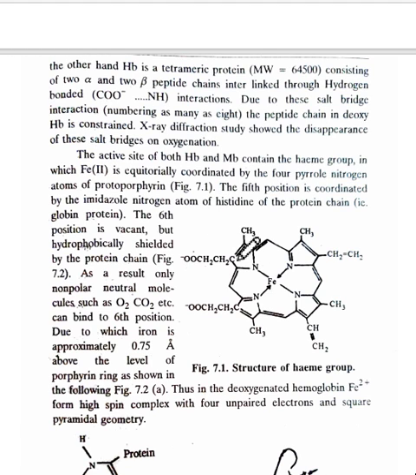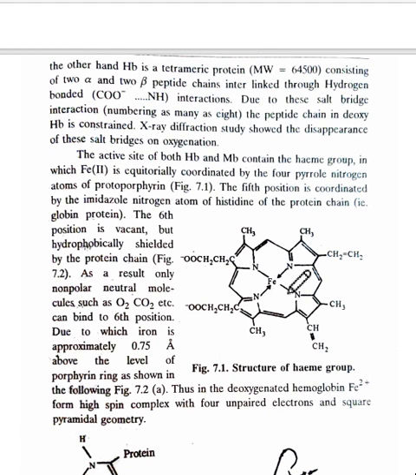The active site of both hemoglobin and myoglobin contains the heme group, in which Fe2+ is equatorially coordinated by the four pyrrole nitrogen atoms of porphyrin. Like we can see in this diagram, these four pyrrole rings. The fifth position is coordinated by the imidazole nitrogen atom of histidine of the protein chain. The sixth position is vacant but hydrophobically shielded by the protein chain.